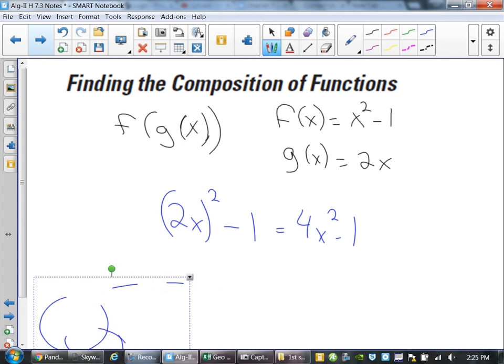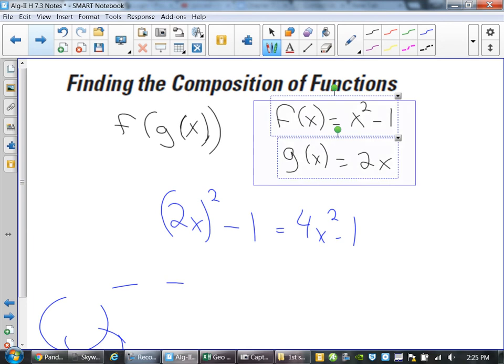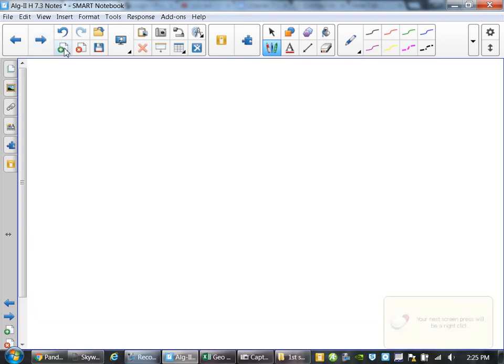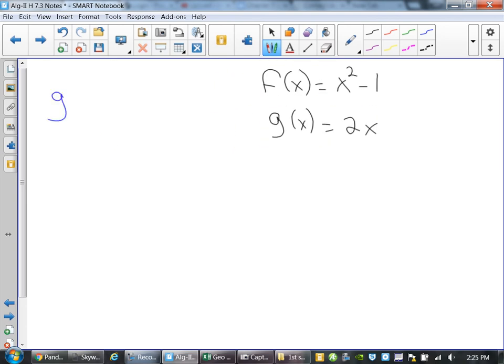Let's try the other one. Let's say we want to do g of f of x. What would g of f of x look like in this case? What would you start first?